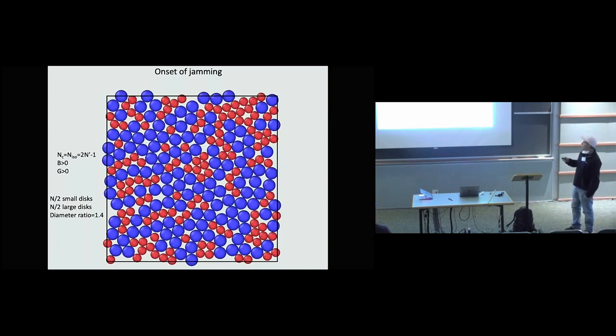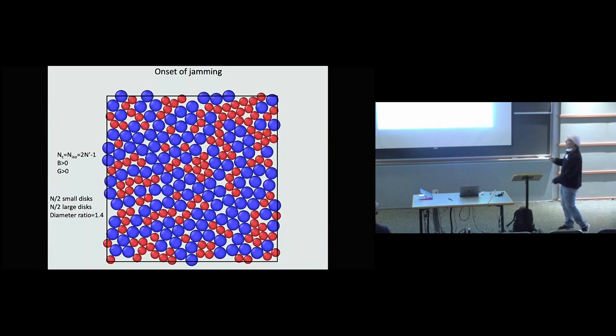So first, some details that aren't so important. Here, I'm studying two grain sizes. One is large and one is small. The ratio of 1.4 is just to frustrate crystallization. In 2 dimensions, crystallization is very easy to generate. They're 50-50, so half large, half small.